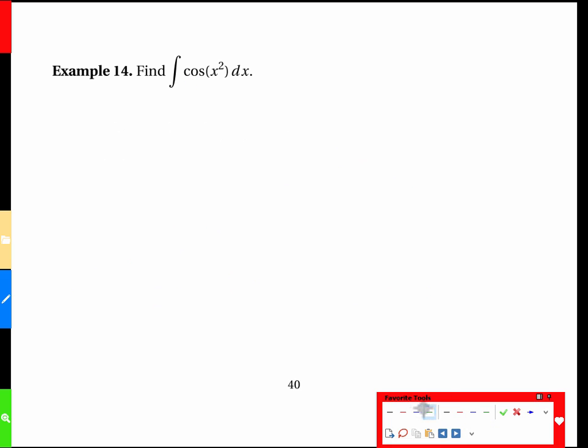Now what if we try the same thing again with, instead of 5x, let's make it x squared. Well, we could guess, again, that the solution is going to look something like sine of x squared plus a constant. And let's check that that actually works. We're going to take the derivative of sine of x squared plus a constant. And when we differentiate that, we're going to get cos of x squared.